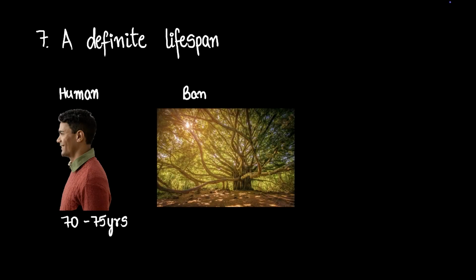Okay, so that was reproduction. Now let's discuss our seventh characteristic, that is a definite lifespan. If you look at the human race, you would find that most humans live from around 70 to 75 years, right? And that's like the lifespan of a human. Similarly, if you look at a banyan tree, you would find that banyan trees live usually from around 200 to 250 years or so. And similarly, every organism has some kind of lifespan.